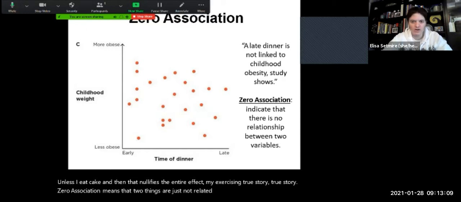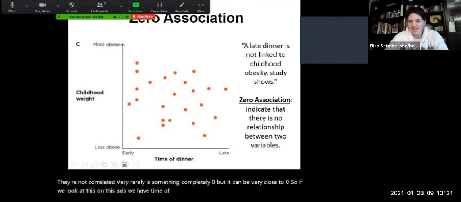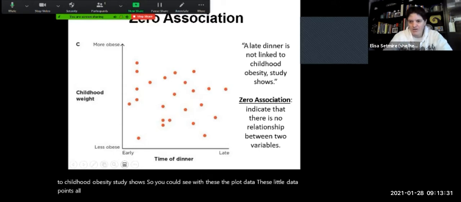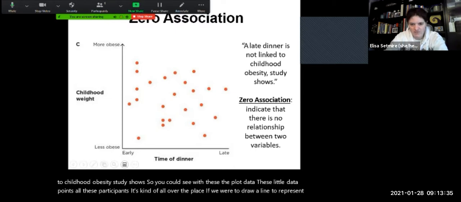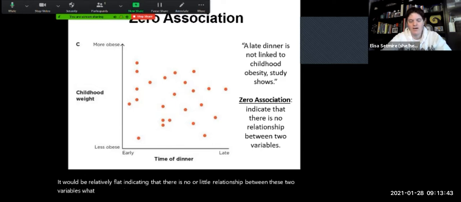A zero association means that two things are just not related to each other. They're not associated, they're not correlated. Very rarely is something completely zero, but it can be very close to zero. So if we look at this, on this axis, we have time of dinner and childhood weight. A late dinner is not linked to childhood obesity, study shows. You can see with the plot data, all these participants, it's all over the place. If we were to draw a line to represent the slope of this, it would be relatively flat, indicating that there is little or no relationship between these two variables, what we would call a zero association.